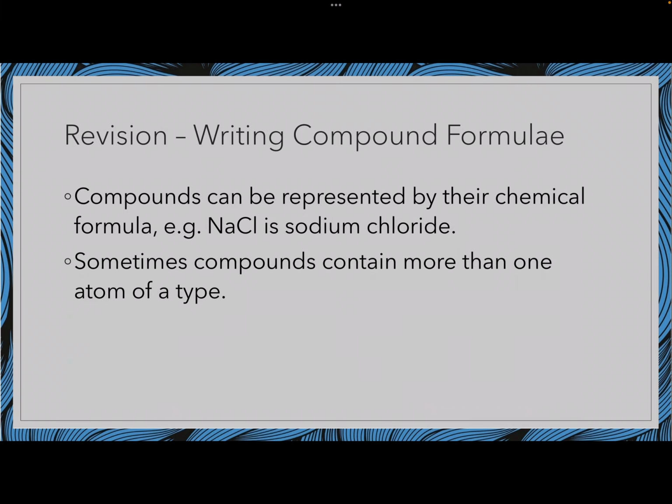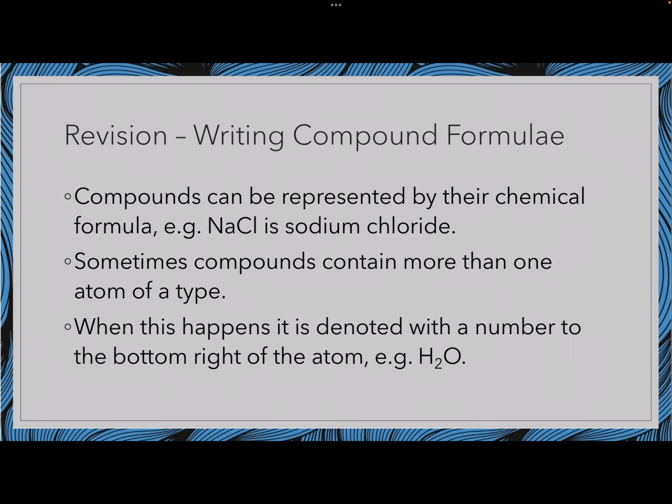Sometimes compounds contain more than one atom of a type, in which case we put the little 2 as a subscript to the right of that element. In this case, we've got H2O, which means there are 2 hydrogens. If there's a 1, we don't actually write the 1. Here oxygen just has a 1, but that's implied, just like in algebra. But if there's more than one, we write that number at the bottom right.